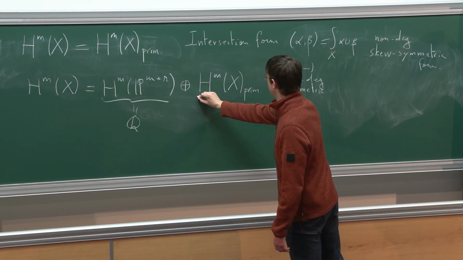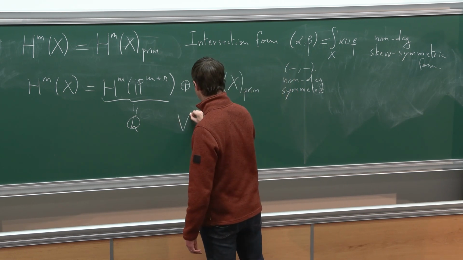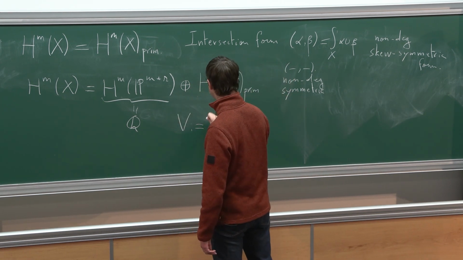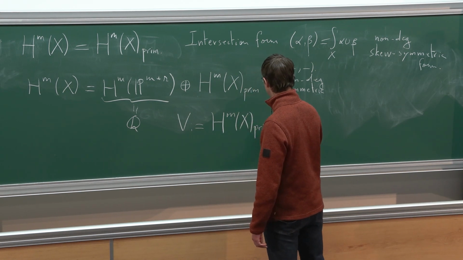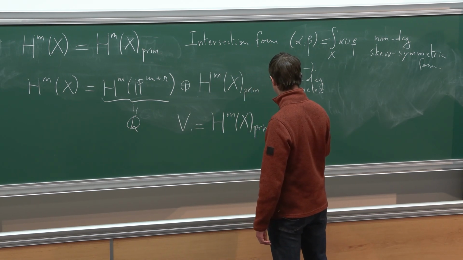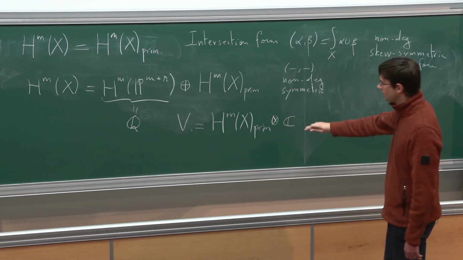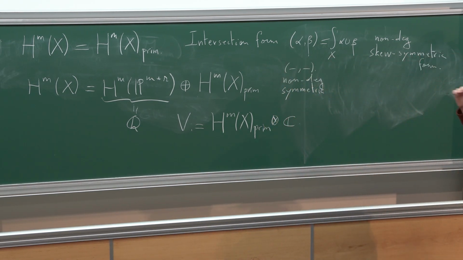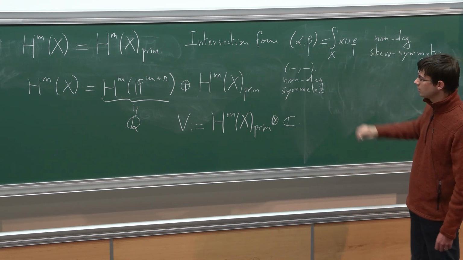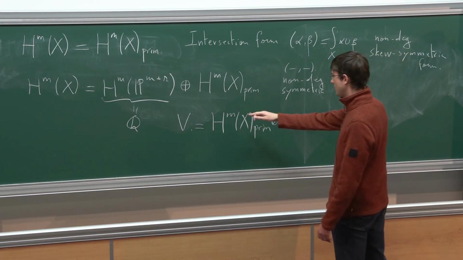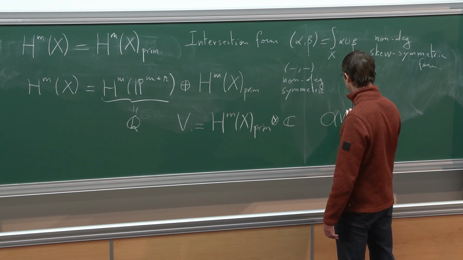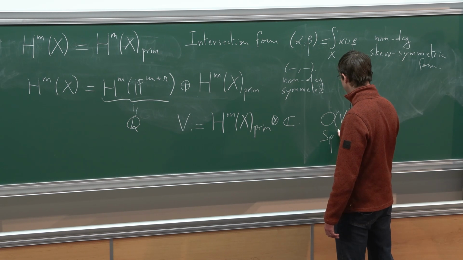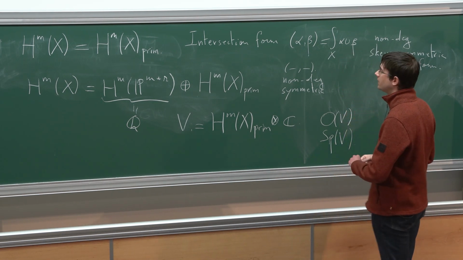So from now on, I will denote by V, in a uniform way, the primitive part of the cohomology with complex coefficients, a vector space with this non-degenerate bilinear form, which is either skew-symmetric or symmetric depending on the parity of m. And so in particular, you have the corresponding orthogonal group and symplectic group.